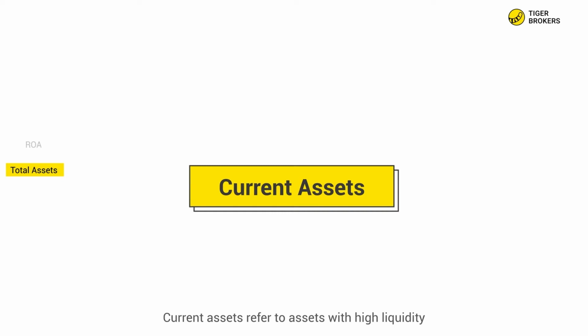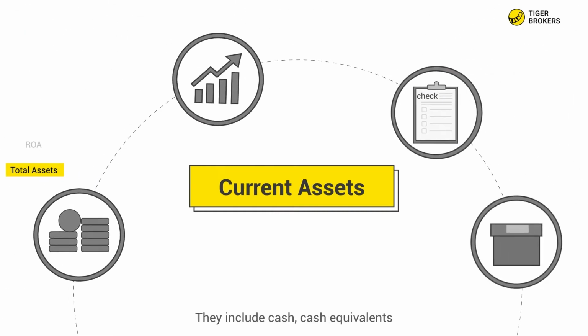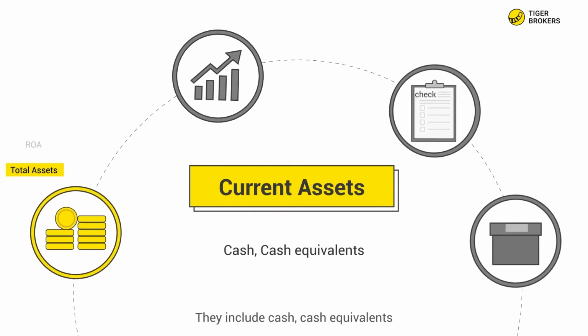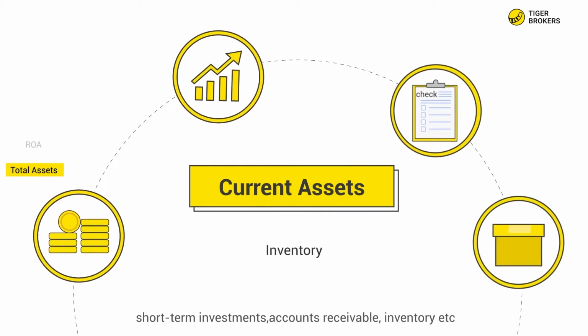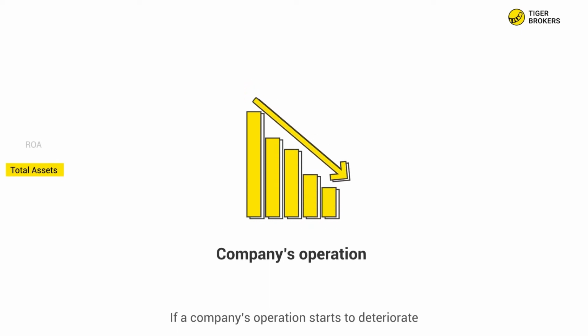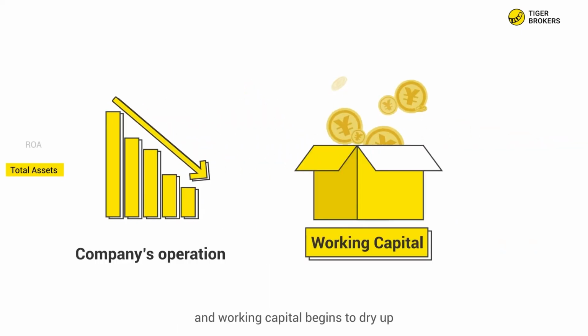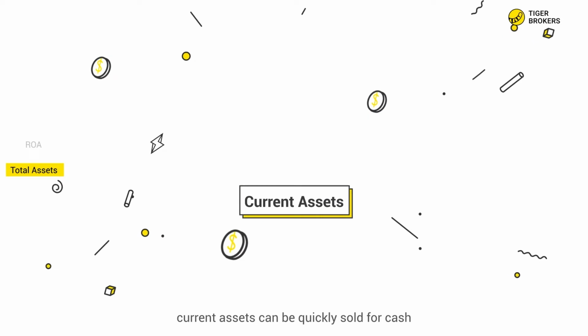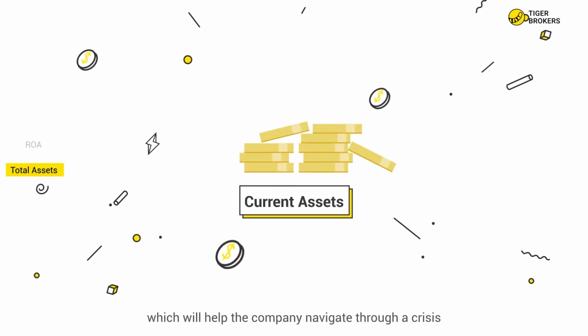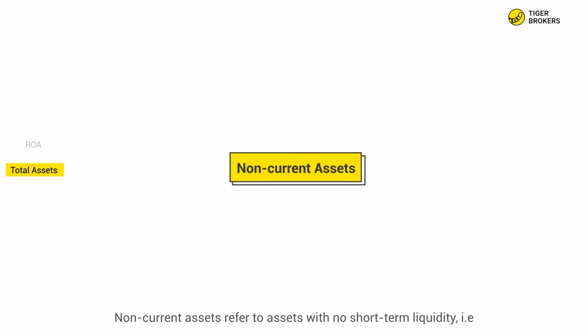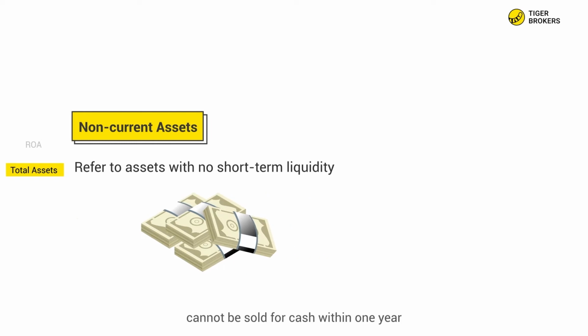Current assets refer to assets with high liquidity. They include cash, cash equivalents, short-term investments, accounts receivable, inventory, etc. If a company's operation starts to deteriorate and working capital begins to dry up, current assets can be quickly sold for cash, which will help the company navigate through a crisis. Non-current assets refer to assets with no short-term liquidity, cannot be sold for cash within 1 year.